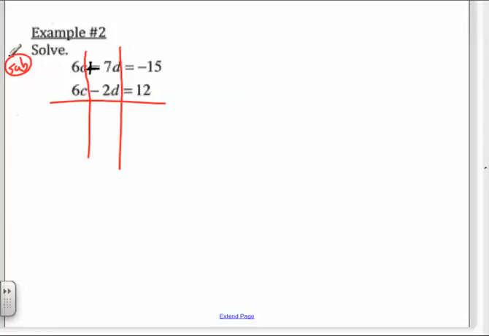So Austin, 6C minus 6C? It's nothing. That's going to cancel out. But now be careful here. What do I get when I subtract this next column? Would you get the minus 6?